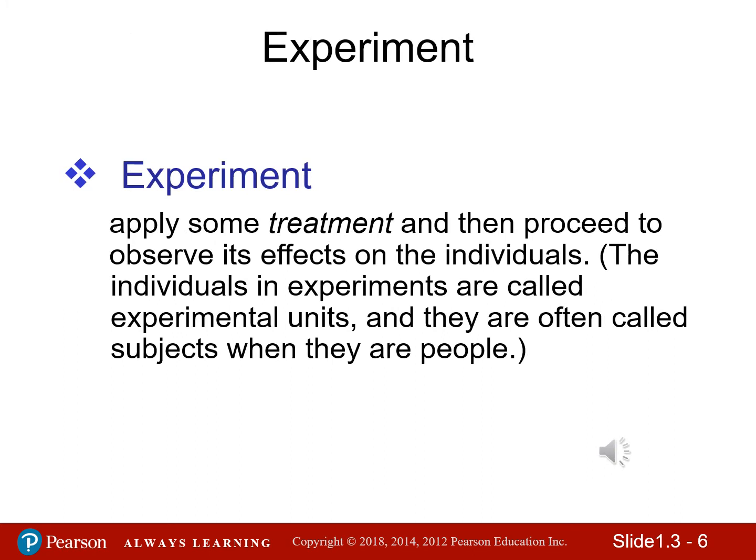Experiments apply some sort of treatment, and then we proceed to observe the effects of that treatment on the individuals. The individuals in an experiment are called experimental units, and they are also often called subjects when they are people.